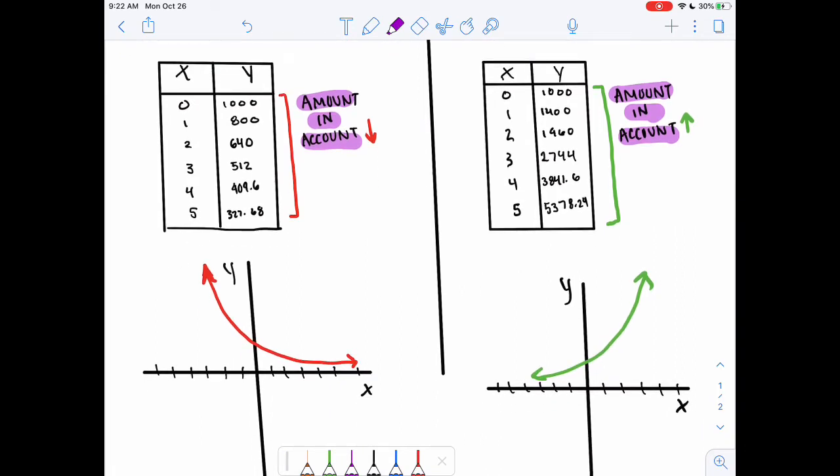A decay model, if we look at our graphs, a decay model or a decreasing model has a negative slope. It is slanted down if you read it from left to right. Or as the x's get bigger, the y's get smaller. A growth model has a positive slope. Whereas you read it from left to right, it's going up. Or as the x's get bigger, the y's are also getting bigger.